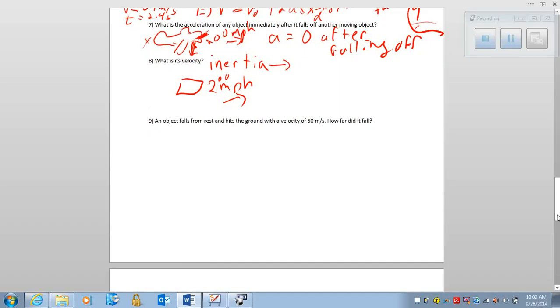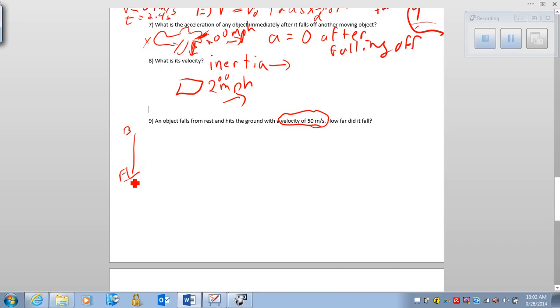Okay, so the next one: an object falls from rest and hits the ground with a velocity of 50 meters per second. How far did it fall? At first this seems like an impossible problem because the only number they give you is a velocity of 50 meters per second. So again, let's draw a picture. Object falls. Here's our beginning. Here's our end.